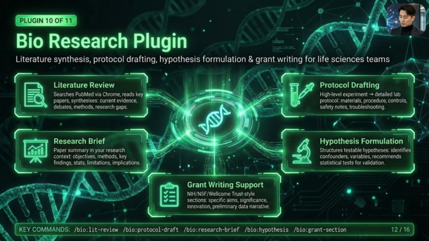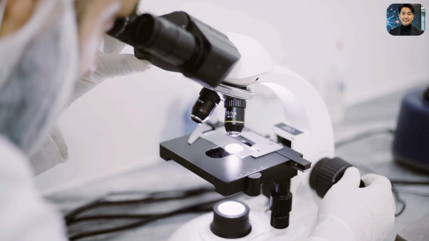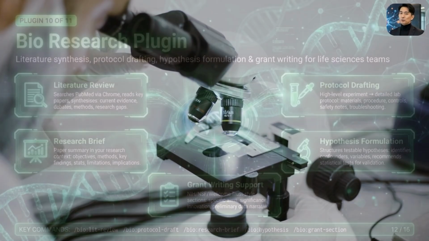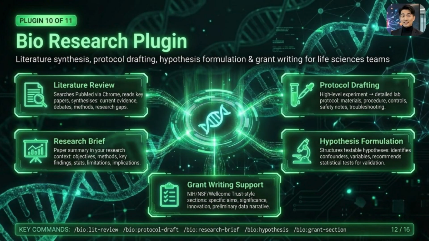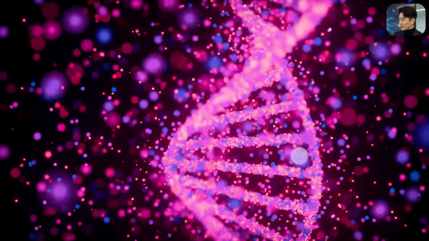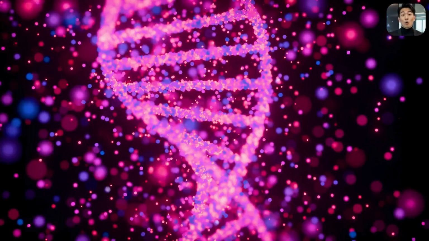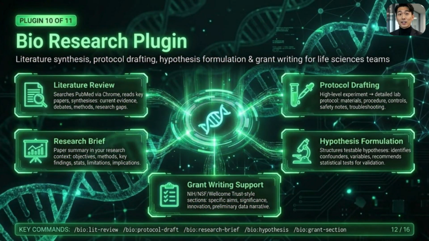Plugin 10 is bioresearch, purpose-built for life sciences teams, researchers, and R&D departments. The literature review skill searches PubMed and scientific databases via Chrome, reads key papers, and synthesizes the findings into a structured review: current state of evidence, methodological variations, key debates in the field, and research gaps you can exploit. The protocol drafting skill translates a high-level experiment description into a complete lab protocol. Materials list, step-by-step procedure, controls, safety considerations, expected results, and troubleshooting notes.